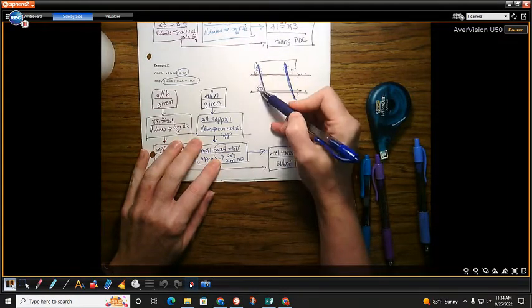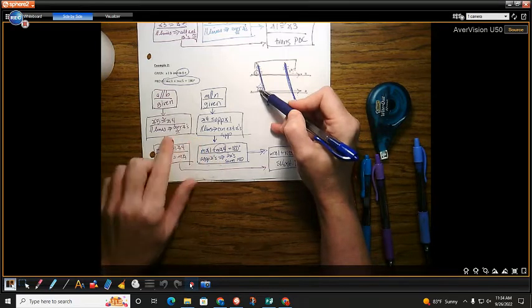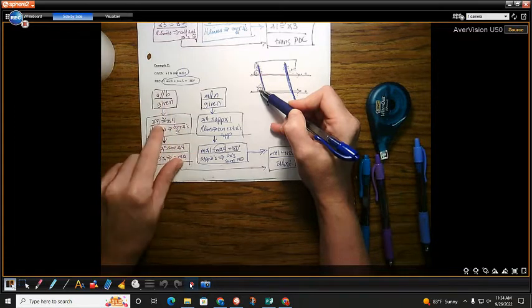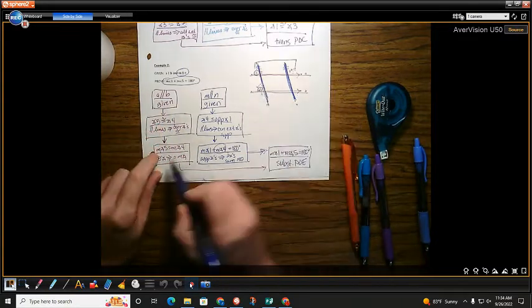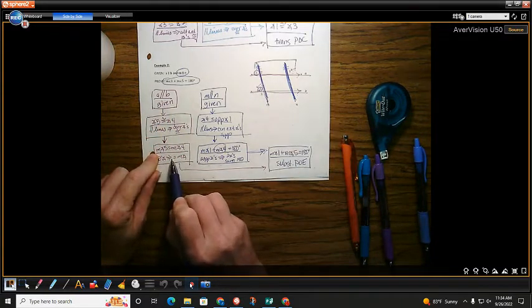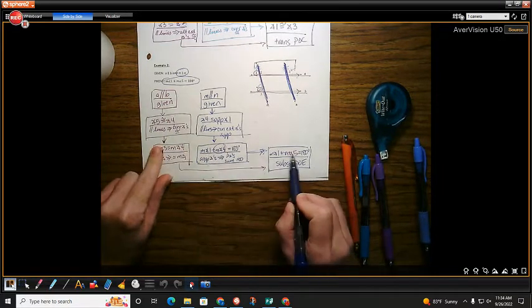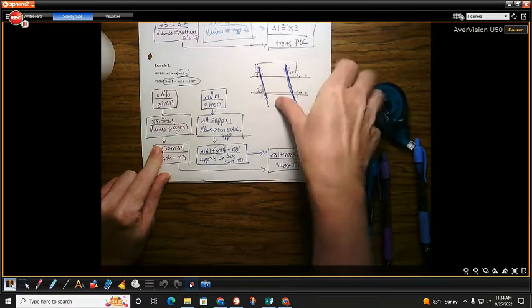What do I know about them? They're corresponding angles, so they had to be congruent from A parallel to B. And then I turned them into equal measures and replaced the 4 with the 5. Okay. Is all that logic good?